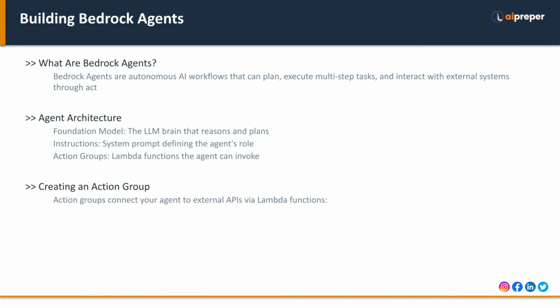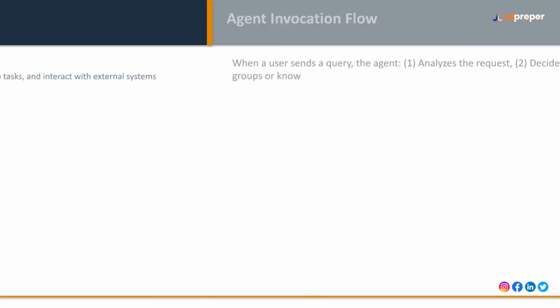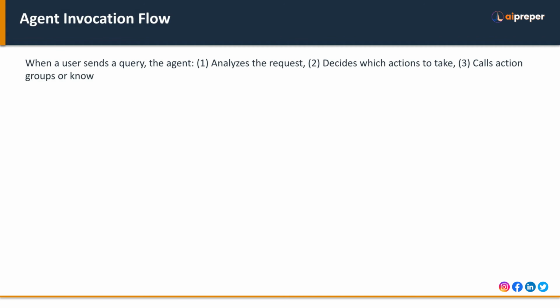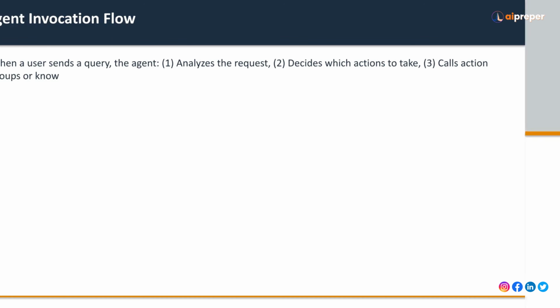We begin with Module 1, building Bedrock Agents on the AWS AI platform. Bedrock Agents are autonomous AI workflows that plan and execute multi-step tasks. The agent architecture includes a foundation model for reasoning, instructions to define the agent's role, and action groups, which are Lambda functions the agent can invoke to interact with external APIs. When a user sends a query, the agent analyzes the request, decides which actions to take, and calls action groups or knowledge bases as needed.